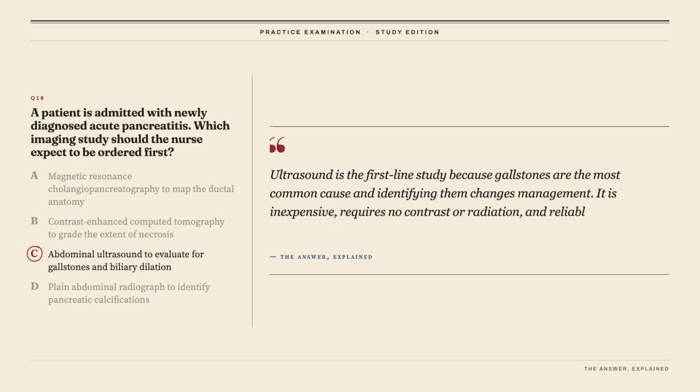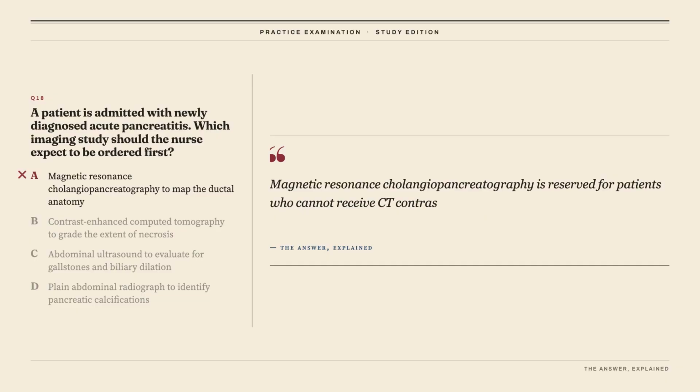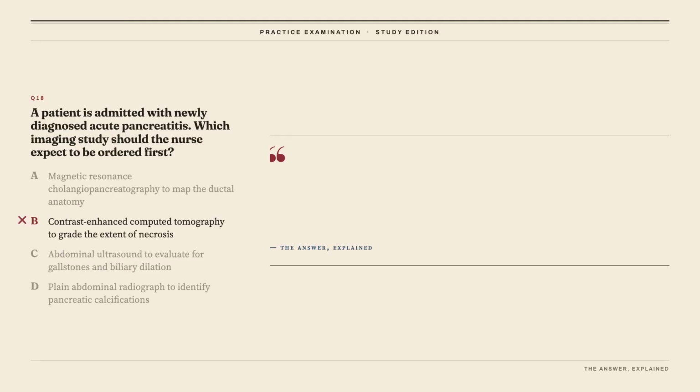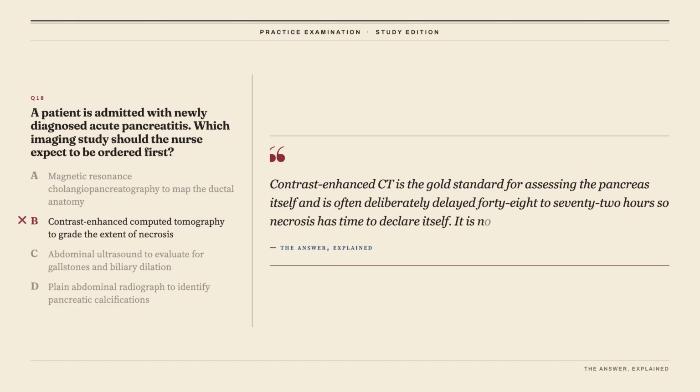cholangiopancreatography and eventual cholecystectomy. A is wrong because magnetic resonance cholangiopancreatography is reserved for patients who cannot receive CT contrast or who need detailed biliary imaging. It is a second-line study rather than the initial evaluation. B is wrong because contrast-enhanced CT is the gold standard for assessing the pancreas itself and is often deliberately delayed 48 to 72 hours, so necrosis has time to declare itself. It is not the first study on admission.